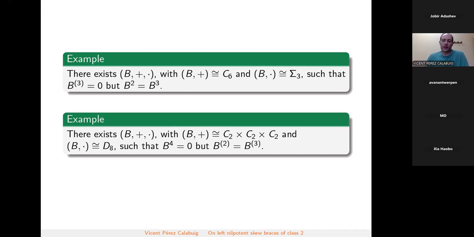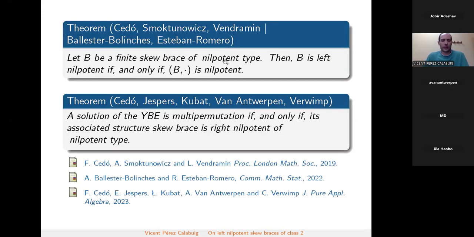Okay, so in view of these examples, the following question naturally arises. What is the role of left and right nilpotency in the study of the structure of skew braces? Well, this question can be answered by these results. The first result is a result of Cedó, Smoktunowicz, and Vendramin, and it says that if B is a finite skew brace of nilpotent type, then B is left nilpotent if and only if the multiplicative group is.